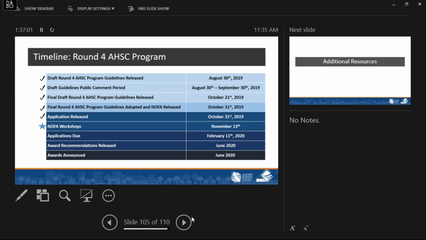So as we mentioned, we are now in the workshop period, and applications will be due February 11th, so it's a good time to get started on your project.